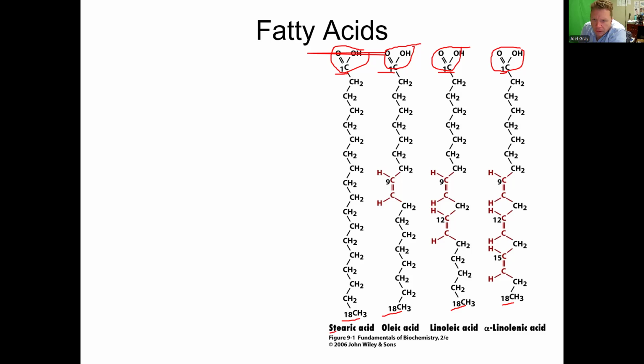Okay, so stearic acid and oleic acid are both 18 carbons. The difference between them is this right here. There's a single double bond present in oleic acid that is not present in stearic acid. Then we go on to linoleic acid. We have two double bonds. Alpha linolenic acid, we've got 1, 2, 3 double bonds there. So one, two, and three double bonds differentiate oleic, linoleic, and alpha linolenic acid.